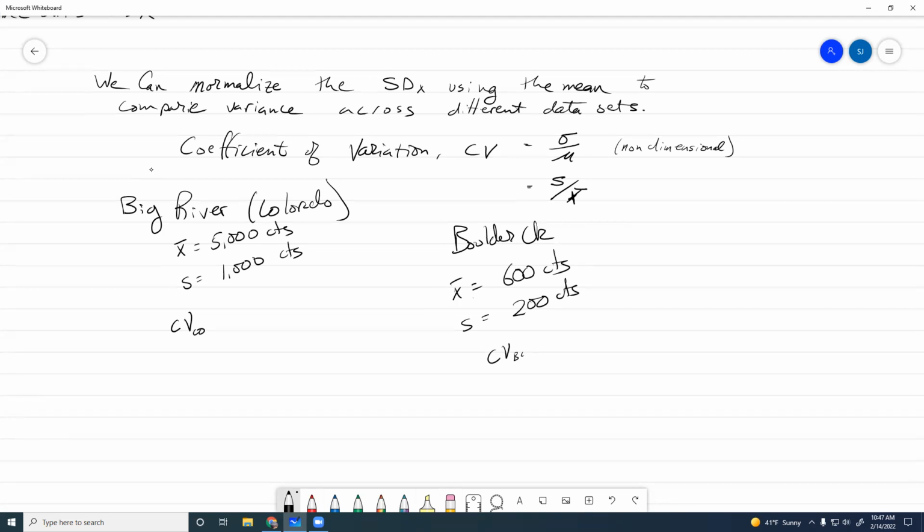So in this case, we would get CV is equal to 0.2. And here the coefficient of variation is that 1/3, 0.3, right? So we say, oh, Boulder Creek's more variable. But if I compare the standard deviation, you're like, oh, well, the Colorado River's got a bigger standard deviation, but it also has a bigger average, a bigger kind of baseline. So that's a really useful thing to compare.